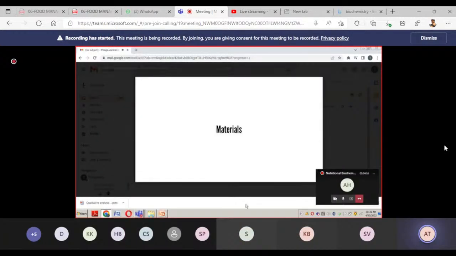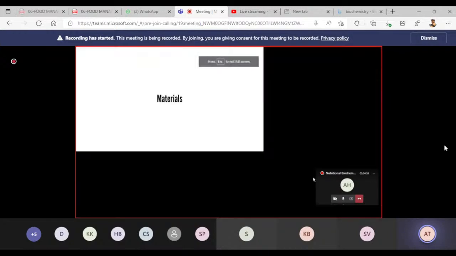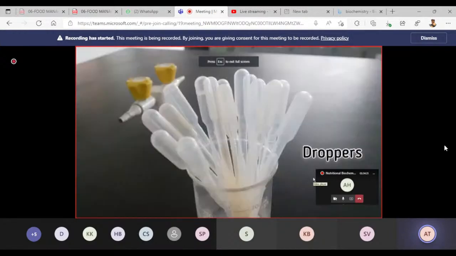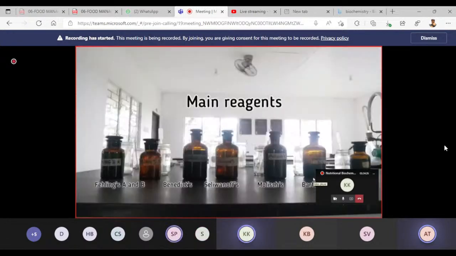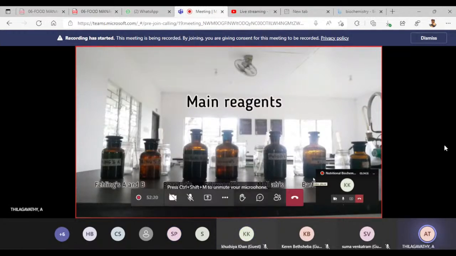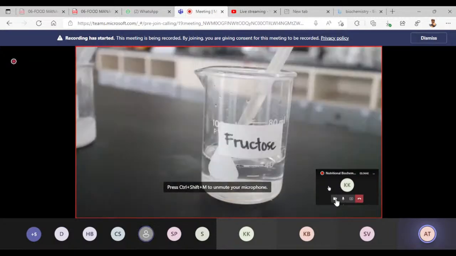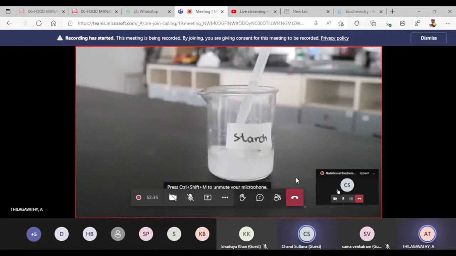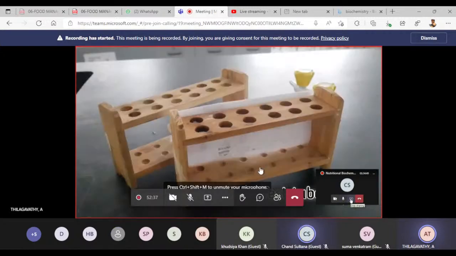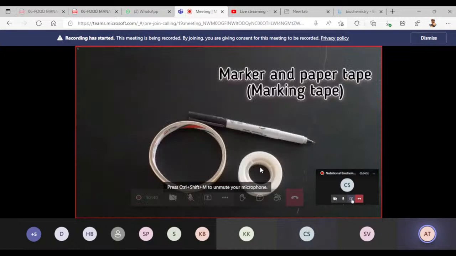For this experiment, the following materials are needed: test tubes, droppers, and the following are the main reagents: Fehling's A and B, Benedict's reagent, Seliwanoff's reagent, Molisch reagent, Barfoed's reagent, and iodine. Carbohydrate solutions are glucose, fructose, lactose, sucrose, and starch. Also test tube racks, marker, and paper tape.